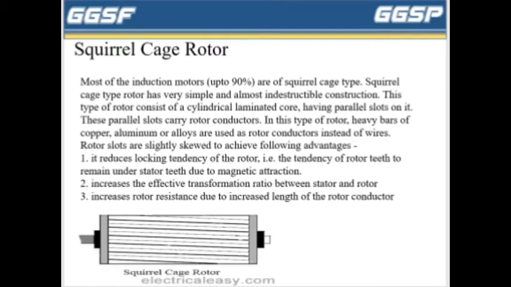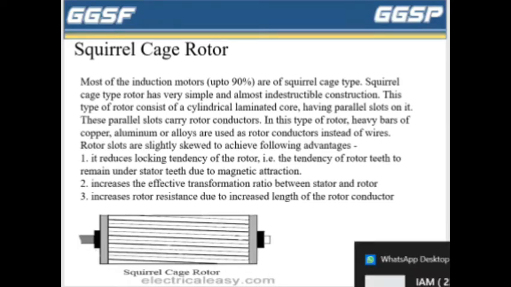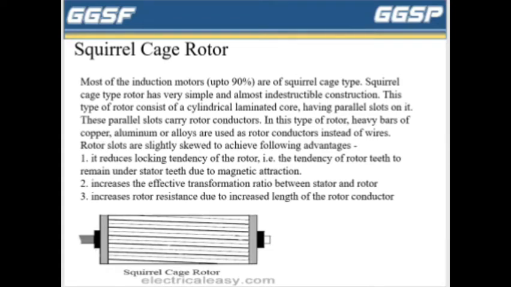Rotor slots are slightly skewed to achieve the following advantages. First, it reduces the locking tendency of the rotor, that is, the tendency of rotor teeth to remain under stator teeth due to magnetic attraction. Second, it increases the effective transformation ratio between stator and rotor. Third, it increases rotor resistance due to increased length of the rotor conductor.